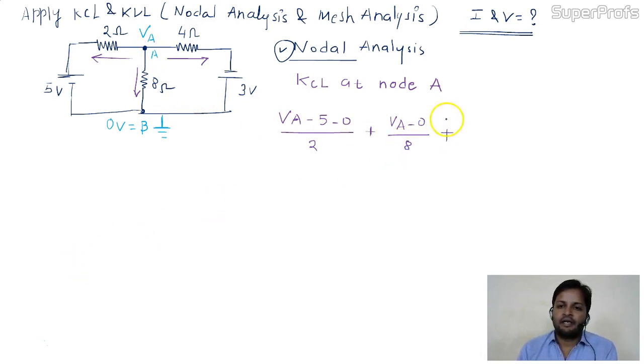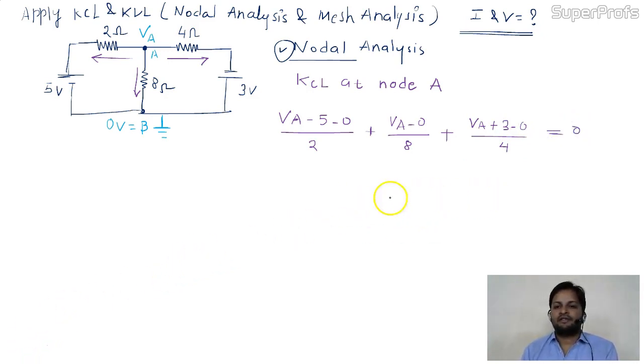Again, I always take the positive signs. In node analysis, I always take the positive sign, because by default the currents are outgoing currents. Why? Because it is our assumption that VA will be at higher potential. In the third case, the current will be VA minus the minus on this outer, positive, so plus 3, minus 0, divided by 4, equal to 0.